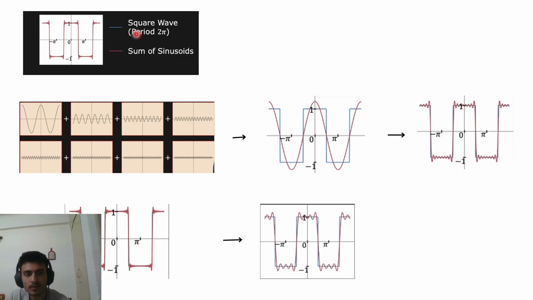Here, as you can see, this is a square function, which has a time period of 2 pi. According to Fourier, this square function can be obtained from the summation of many sinusoidal waves. Here, if we add these two sinusoidal waves, we will get this. If we add these three sinusoidal waves, we will get this. Likewise, by adding an infinite number of sinusoidal functions, we can get exactly the square wave.